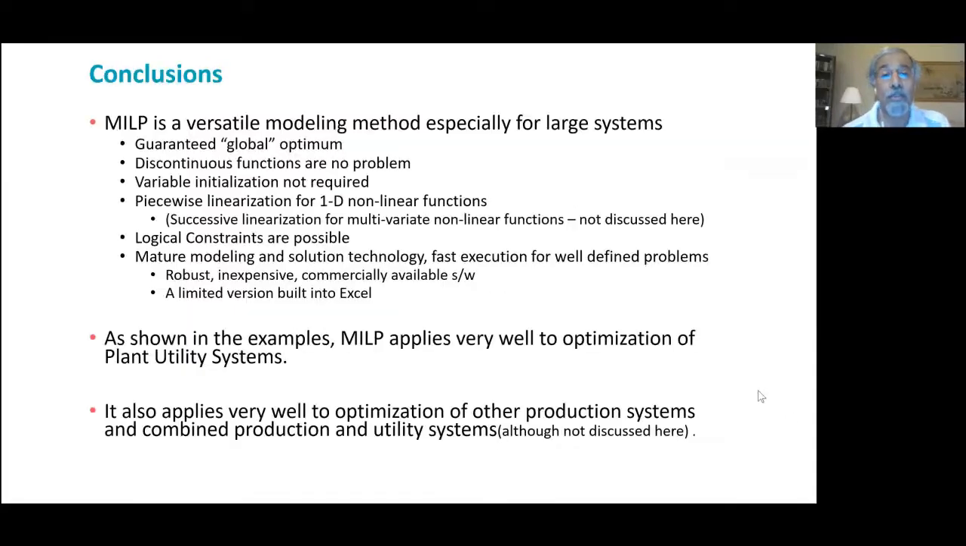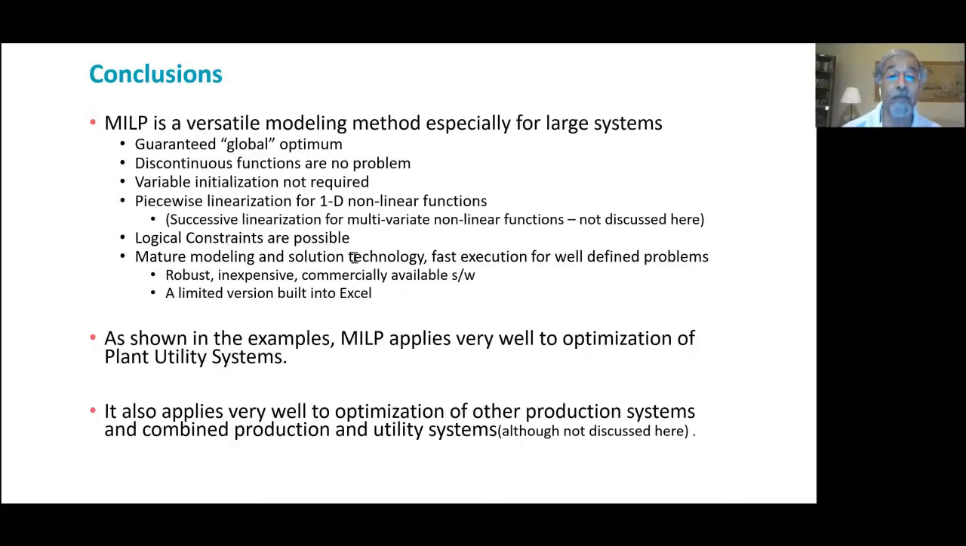In terms of conclusions, I hope you got the feeling MILP is a versatile modeling method, especially for large systems. It gives a guaranteed global optimum. Functions do not have to be continuous. We saw multiple operating regions. Variable initialization is not required. This is an issue in nonlinear programming. And for a nonlinear function of one dimension, such as the efficiency curve or fuel versus steam, you can break it down into multiple segments. And a similar technique can be applied for multivariate nonlinear functions. It's not discussed here. We saw logical constraints can be applied.